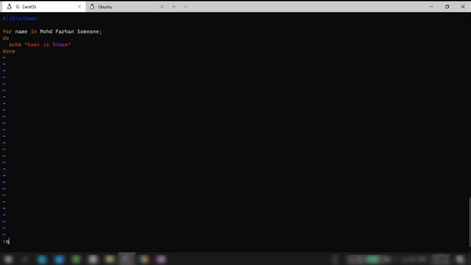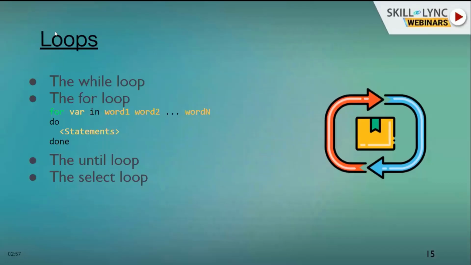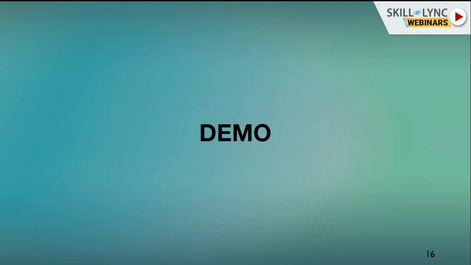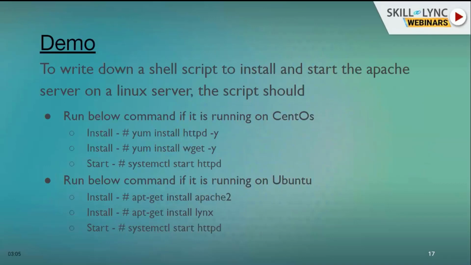All right. Let me close it out and let's get back to our slides. This is what a loop looks like. Let's come to the demo part. Let's club everything together and let's create our master script out of it. And this is the problem statement that I have. We are going to write a shell script to achieve this.